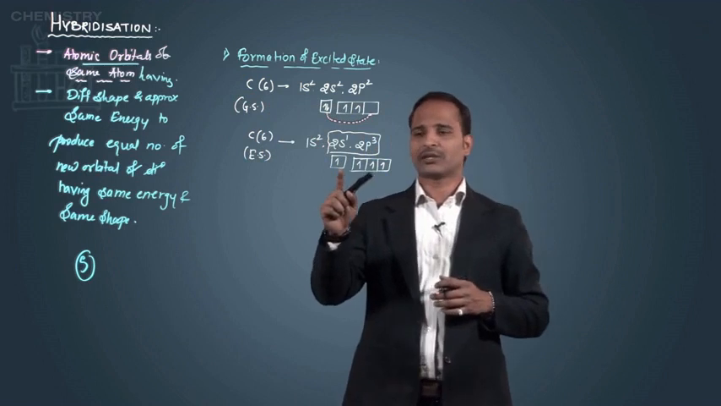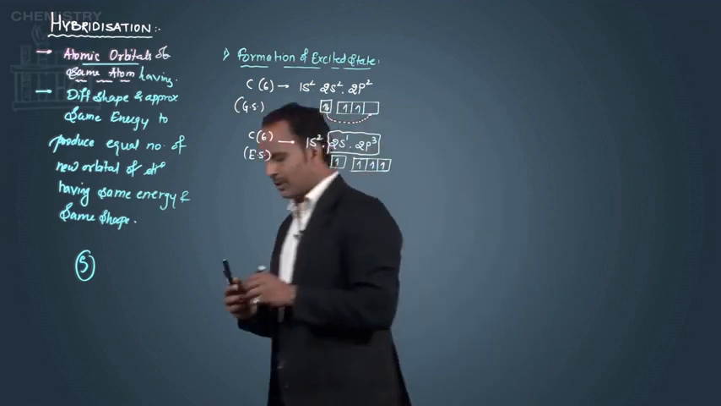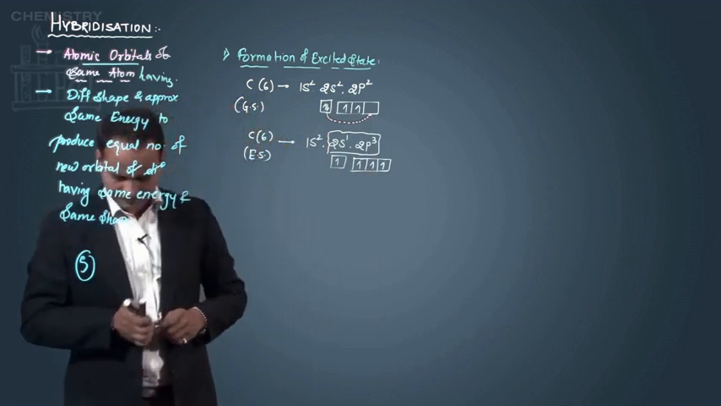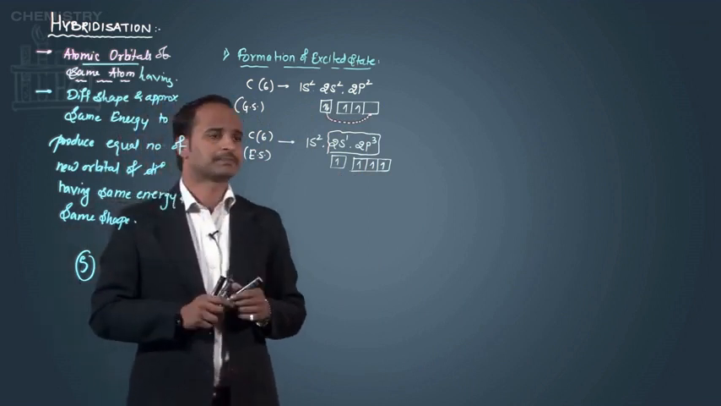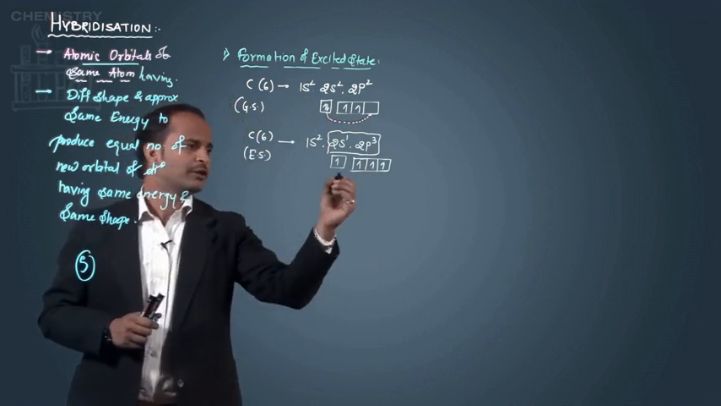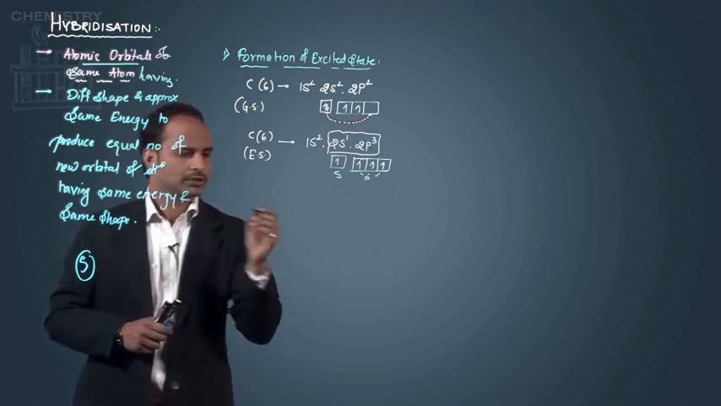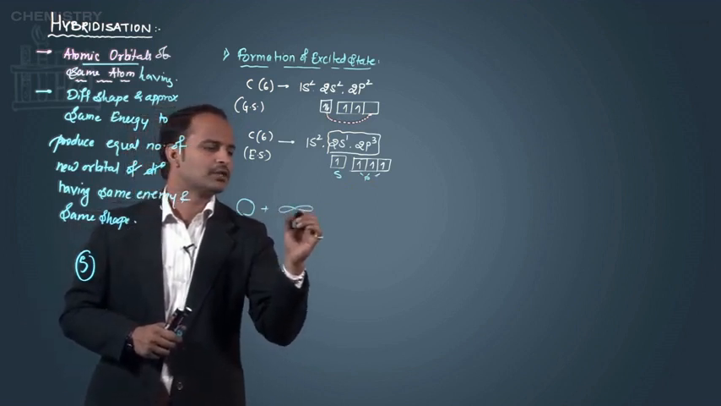How many valence orbitals do we have? Valence shell orbitals: 1, 2, 3 and 4. So 4 orbitals undergo the mixing and recasting process, and hence 4 new orbitals will form. So 4 new orbitals, let's see. From here we have one s orbital and 3 p orbitals. So s is spherical in shape and the p is the same dumbbell shape.